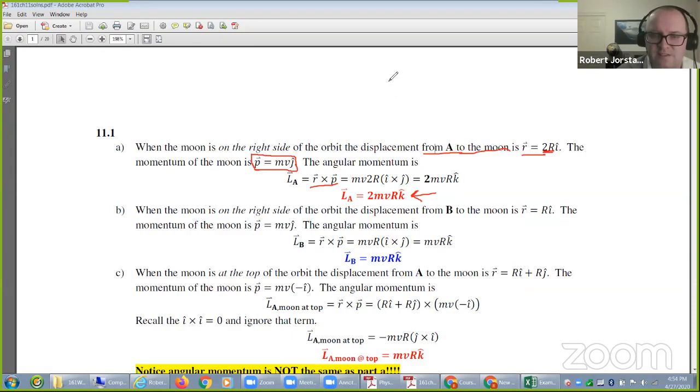Similarly, when I do the point at the center, if I go from B to the moon, I only go r in the i hat. And so notice I get this other number. The momentum is still the same. Notice what I just said, and notice this difference here.